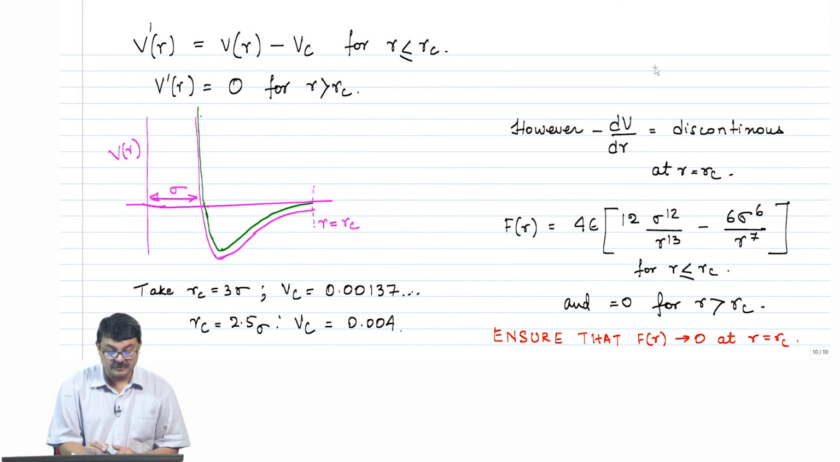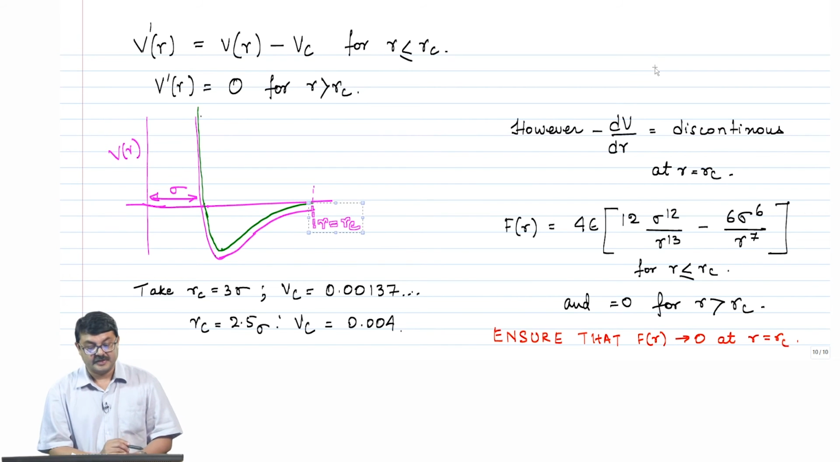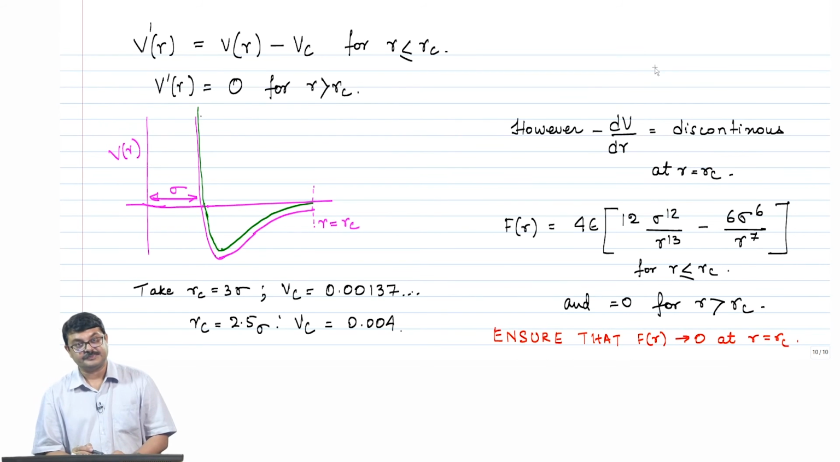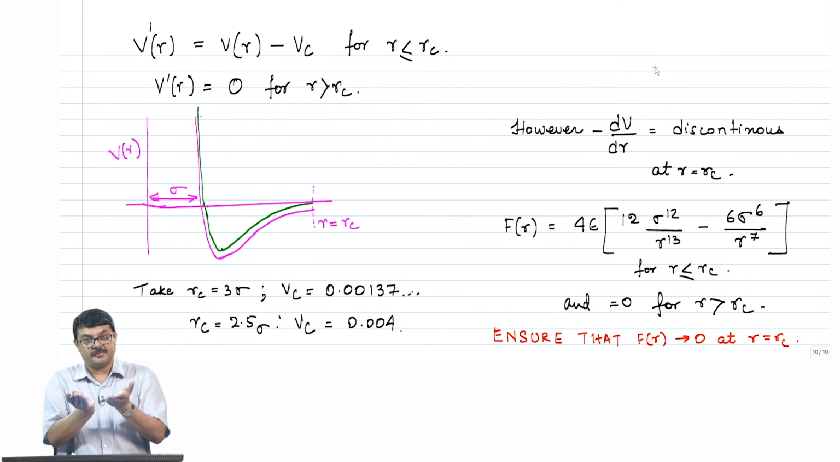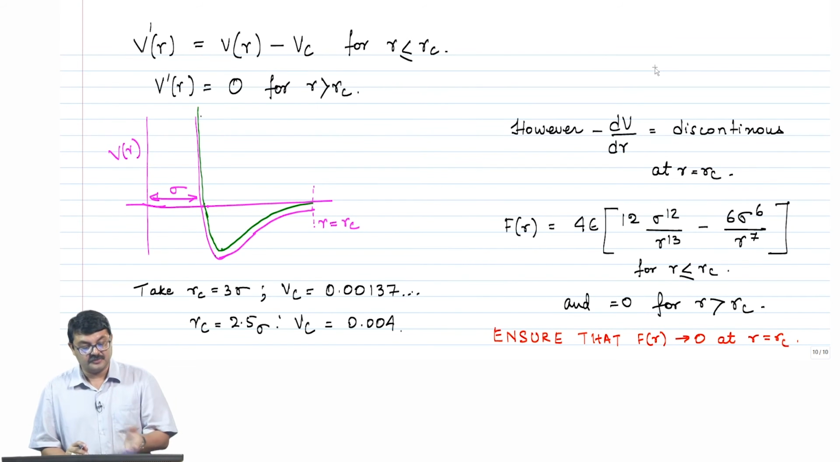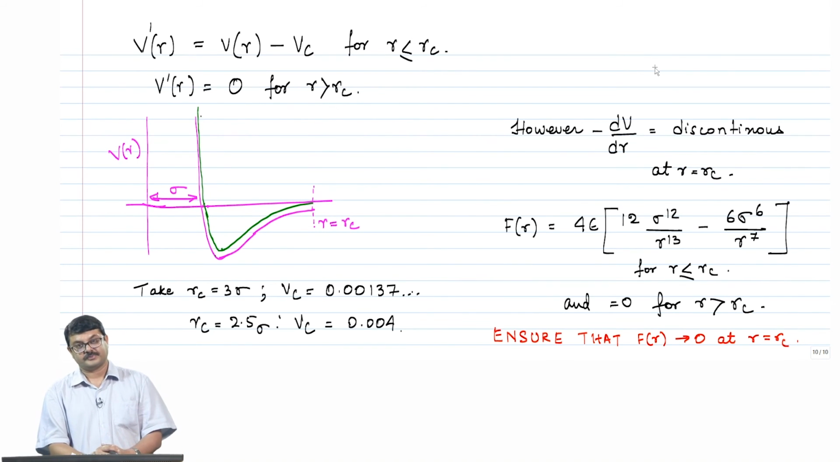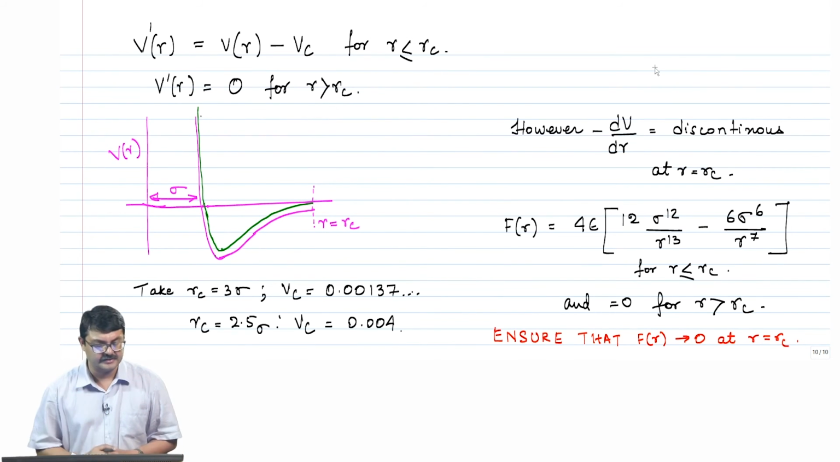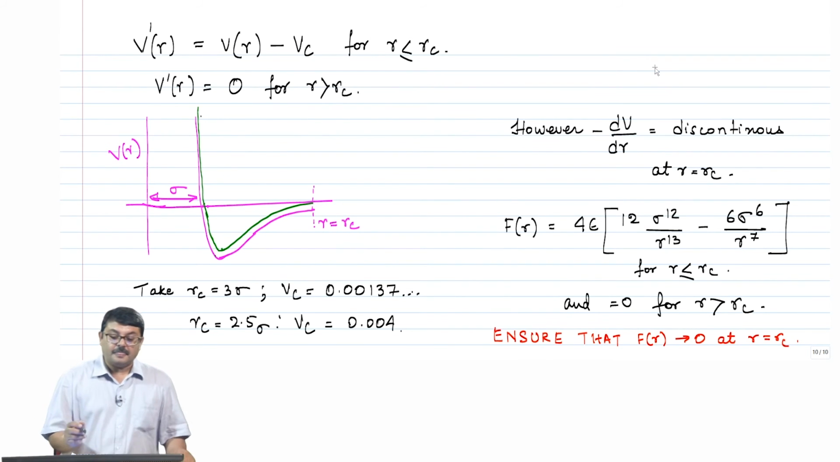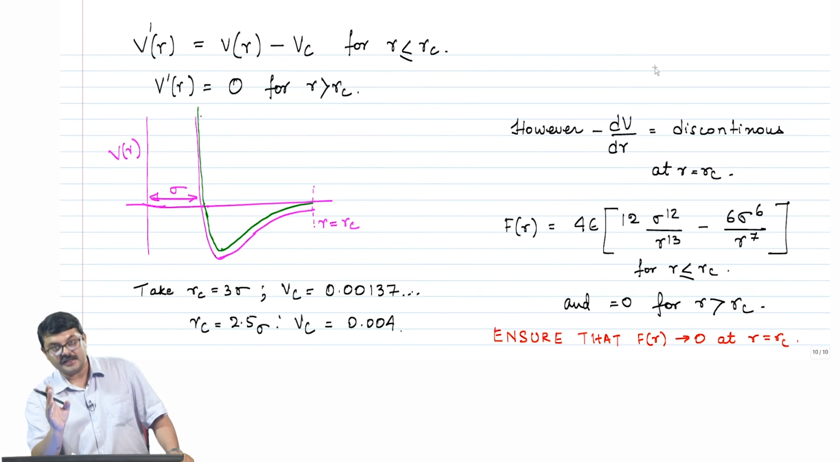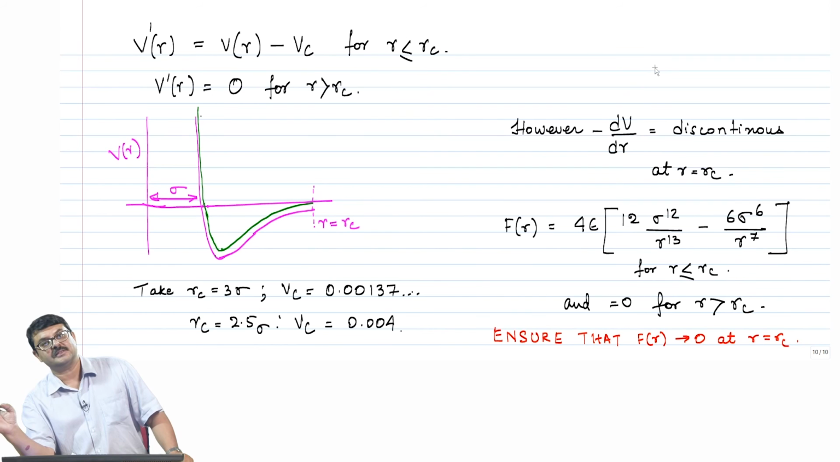By how much? By the value of the potential at this point. Suppose the value of the potential at R equal to R c was V c. You just subtract the value of V c from the entire potential, so that the entire potential gets shifted, and you can do your derivatives and calculate your force and so on and so forth. Then the potential at least goes smoothly to 0 at R equal to R c, and beyond that it remains 0. So, the potential becomes a continuous function.